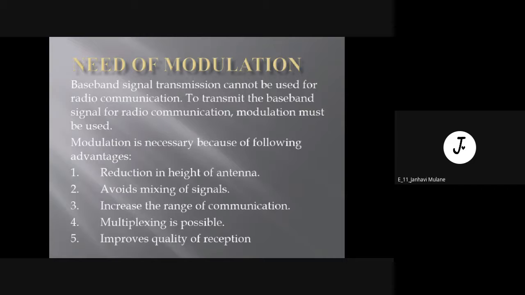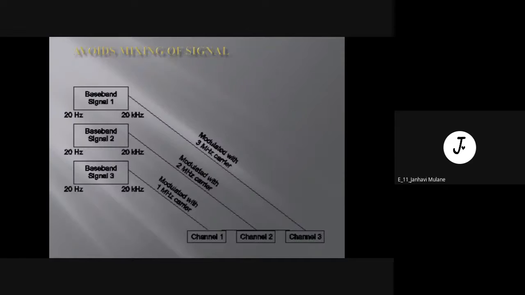Need of modulation. Baseband signal transmission cannot be used for radio communication. To transmit the baseband signal for radio communication, modulation must be used. Modulation is necessary because of the following advantages. First, reduction in height of antenna. Second, avoids mixing of signals. Third, increases the range of communication. Fourth, multiplexing is possible. Fifth, improves the quality of reception. The further PPT will be explained by Bhavna.